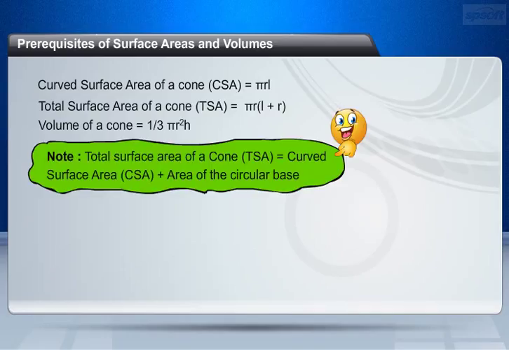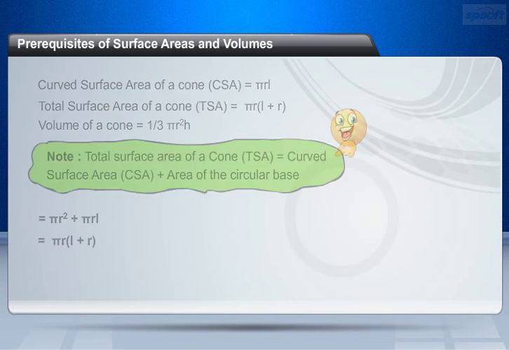Note, total surface area of a cone, TSA, is equal to curved surface area, CSA, plus area of the circular base, which is equal to pi r square plus pi r l. This is equal to pi r into l plus r.